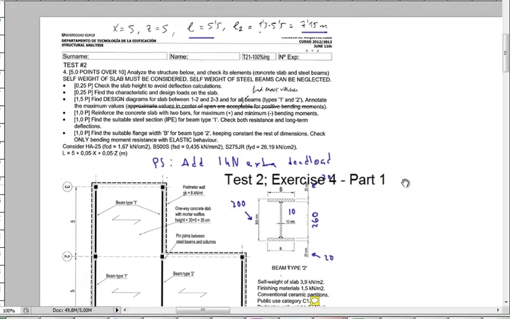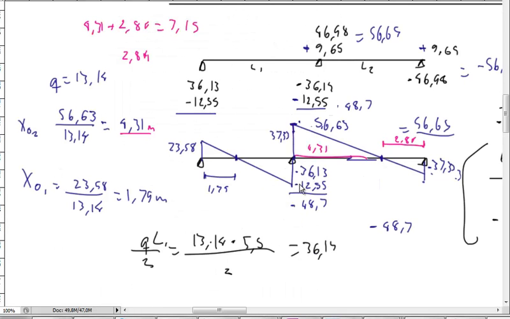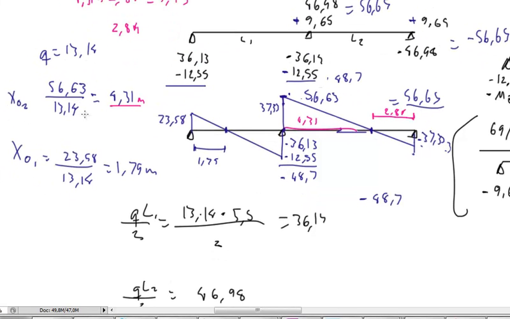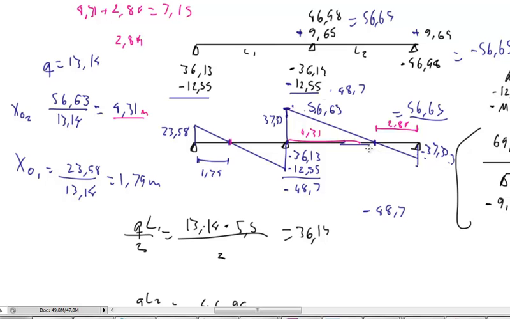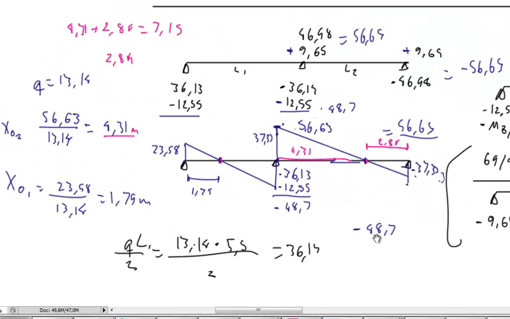Hello, I'm going to do this exercise in parts. We have this structure and we have a beam. This sign is for, I don't know, a two-way slab. I'm not really sure, to be honest. Maybe we'll find it later.